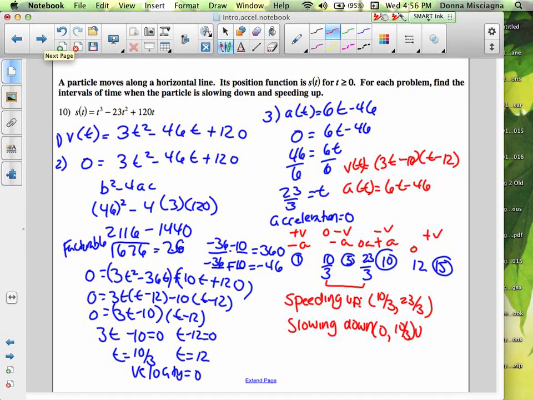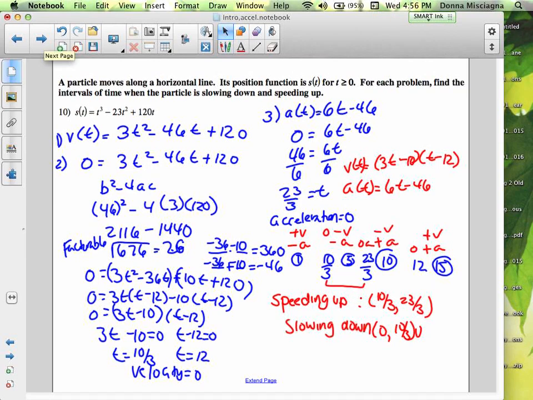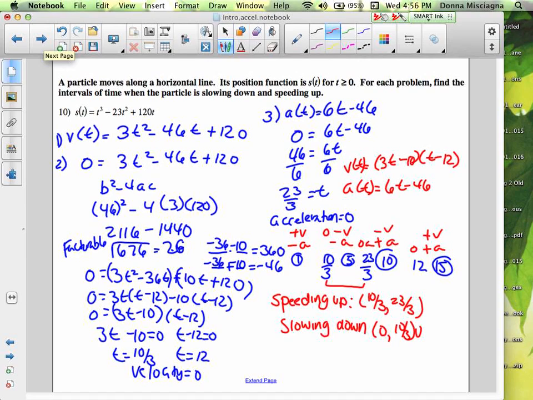That would be 90, right? 90 minus 46, so that'd be 44. That's positive as well. But it doesn't matter. It would still be positive. All right, so I have to amend here my speeding up. So I'm speeding up from 10 thirds to 23 thirds. Don't forget to check after the last critical point, because I'm also speeding up from 12 to forever.